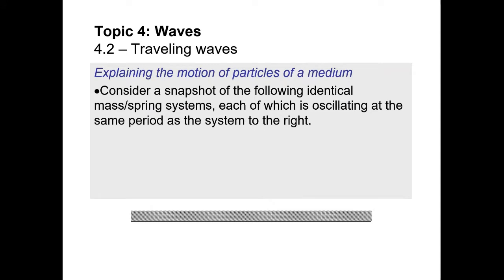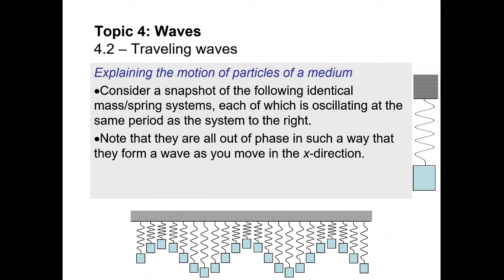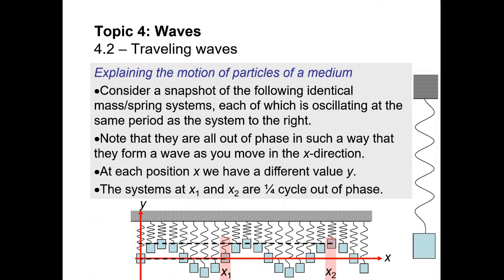Consider the snapshot of the following identical mass-spring systems, each of which is oscillating at the same period as the system to the right. Note that they are all out of phase in such a way that they form a wave as you move in the x direction. At each position x, we have a different value of y. The systems at x1 and x2 are 1/4 cycle out of phase.